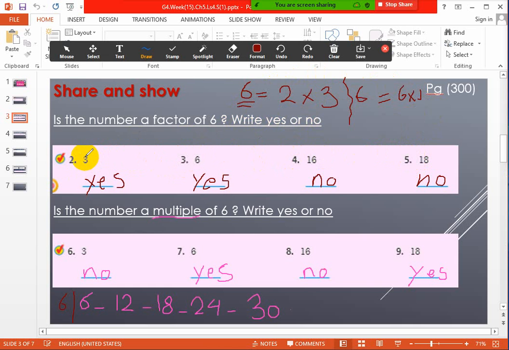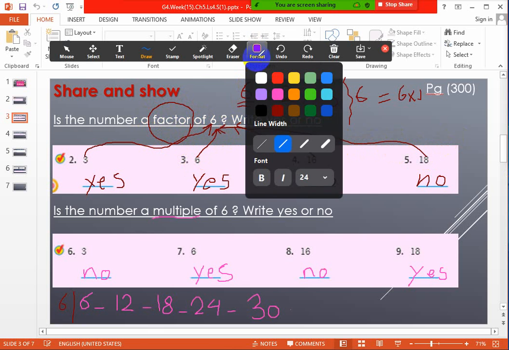So in this question, you will multiply those numbers by a number to make it 6. So if I have any number, I will multiply it by those numbers, and it will be 6. This number will be what? It will be a factor.